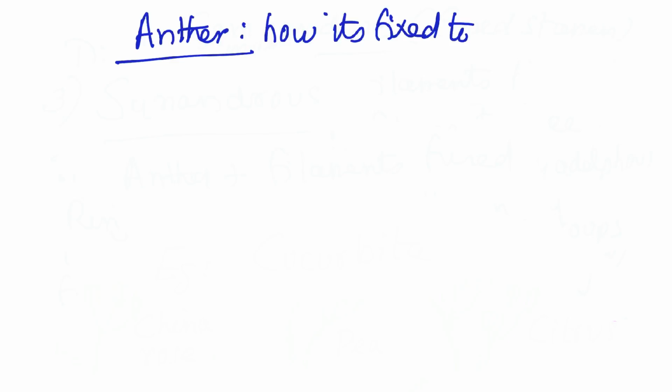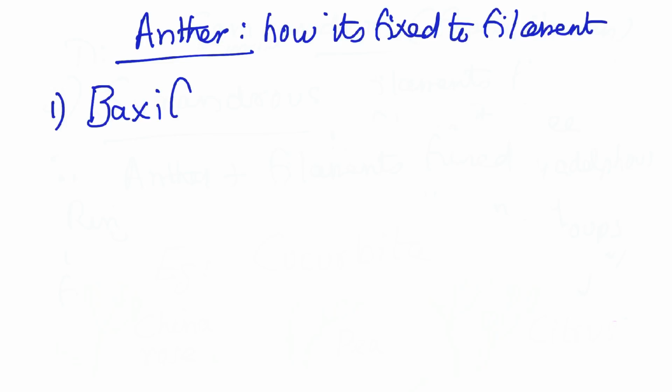Now, another division in anthers deals with how the filaments are attached to the anther. I mean, what is the way in which the filaments are linked to the anther? What are the ways in which we can differentiate anthers on the basis of how the filaments are fixed to the anther? And on the basis of that, the first division is what is called Basifixed or innate.